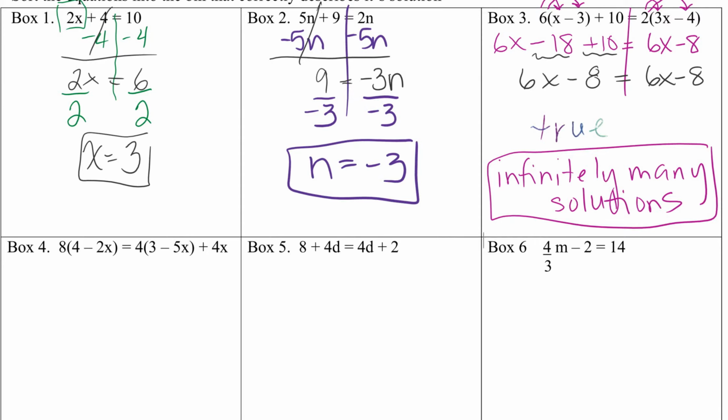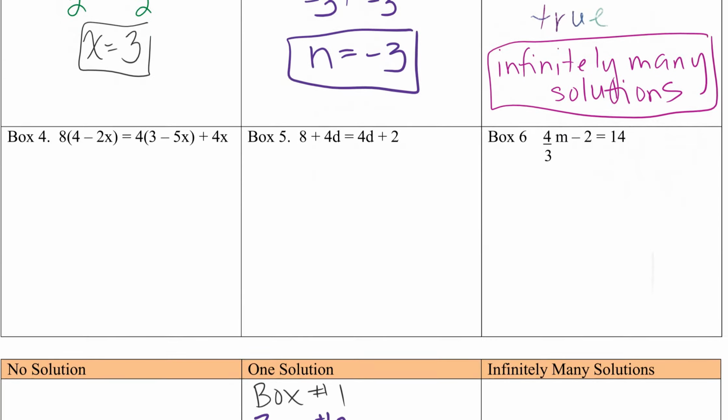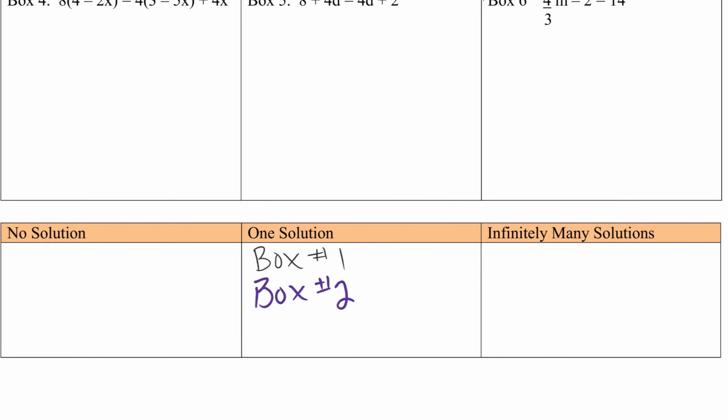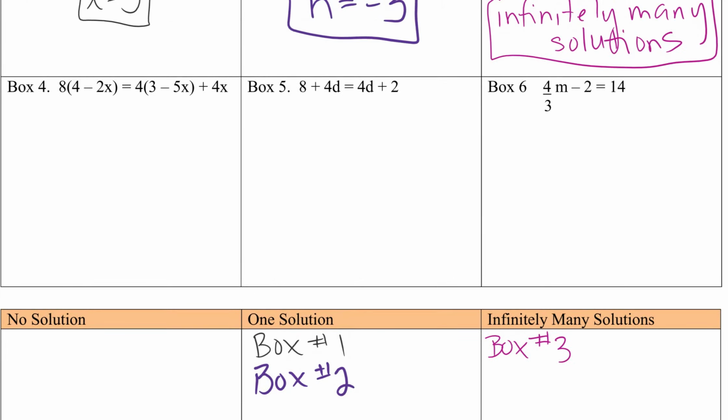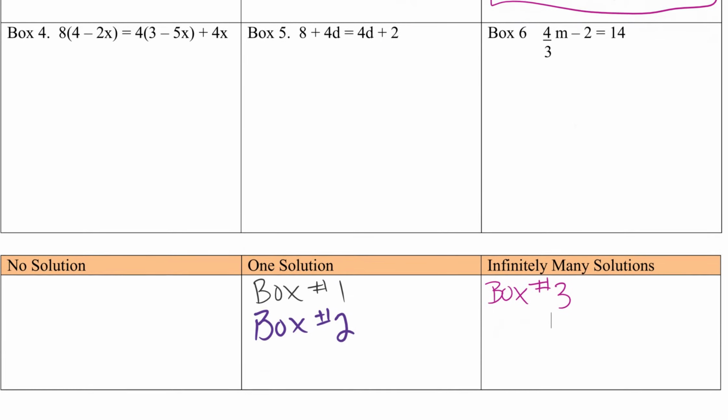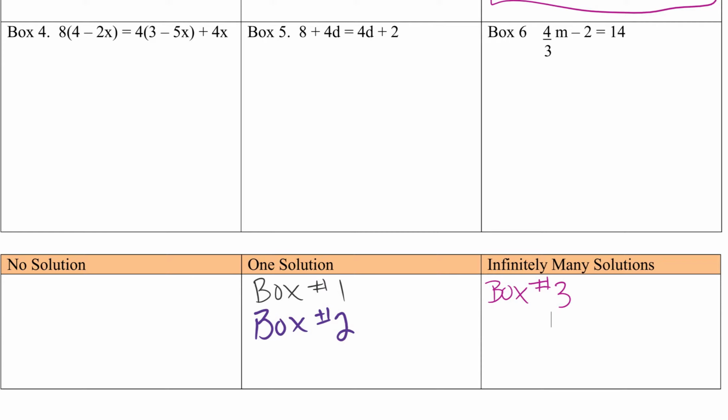So I'm going to come down to the bottom. That's from box number 3. And then in this infinitely many solutions, I'm going to put that box 3 fits that information. Okay, so let's go on to box number 4.